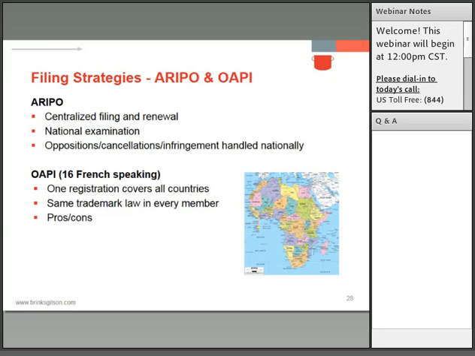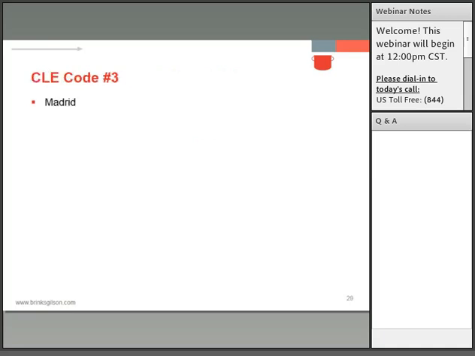The OAPI is more akin to an EU trademark, where you file one application and your protection is spread out to the various countries. There are no oppositions for the OAPI. You have to renew annually, and also the OAPI has fairly recently been added to the Madrid system, so you can extend a Madrid filing to the OAPI. And that, I think, is it.